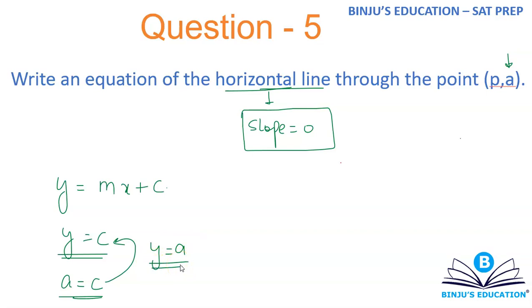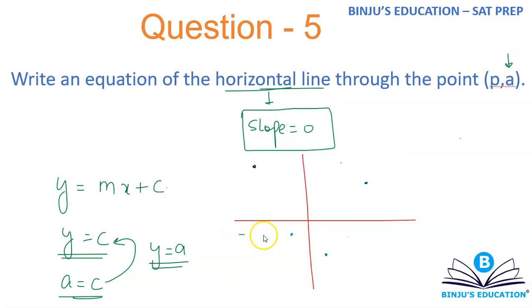Okay, now let me make you understand this question graphically, because you'll be able to relate to it in a much better way. So I have this point (p, a). Let me draw the x and y coordinates first of all. This point (p, a) can be anywhere. Let's say it's here, or here, or here, or here, anywhere. Now draw a horizontal line.